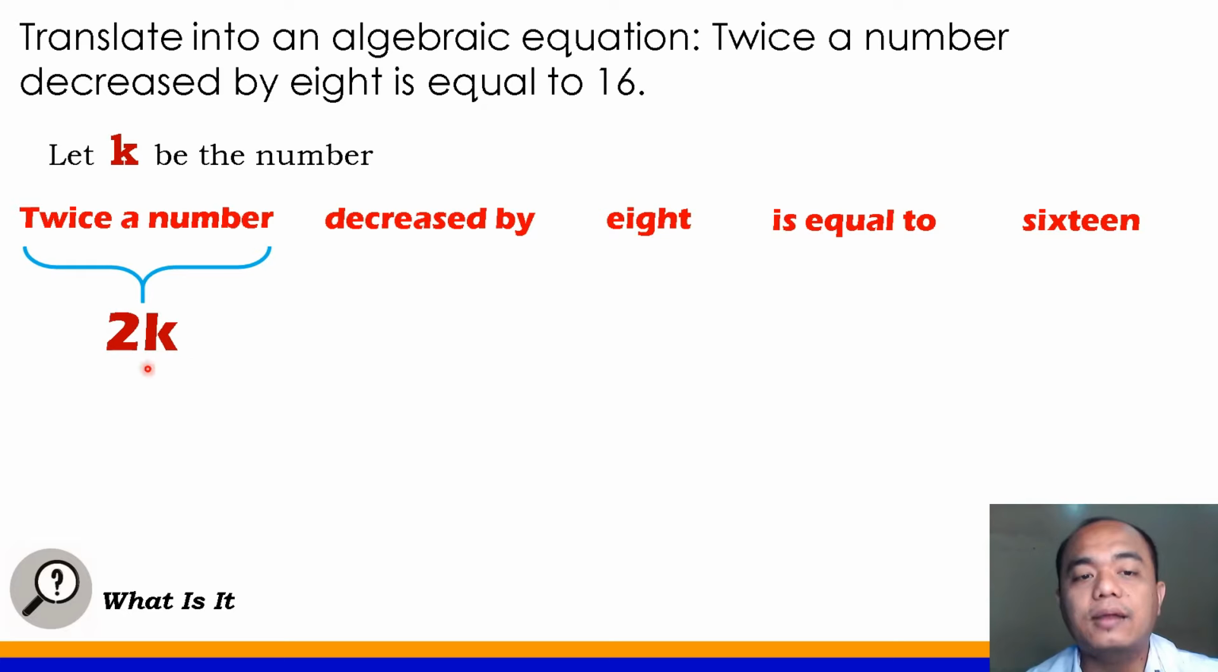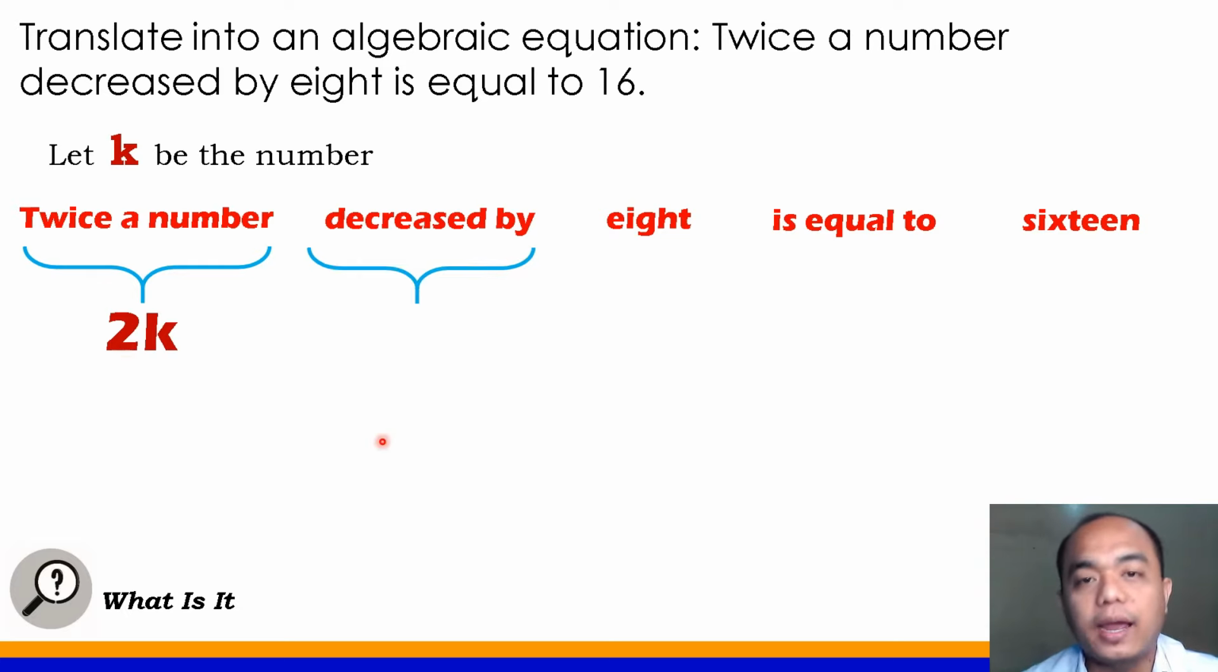Bakit 2K lang ang inilagay? Hindi 2, then X, then K. Hindi na kinakailangang ilagay pa yung X class to represent multiplication kasi may letter tayo dito na K. Mas malilito ka kung lalagyan pa natin yan ng letter X sa gitna. Mas madali kung 2K na lang ang ilalagay kasi pareho lang din naman yung ibig sabihin. Yung 2K na to, ang ibig sabihin is 2 times K or twice a number.